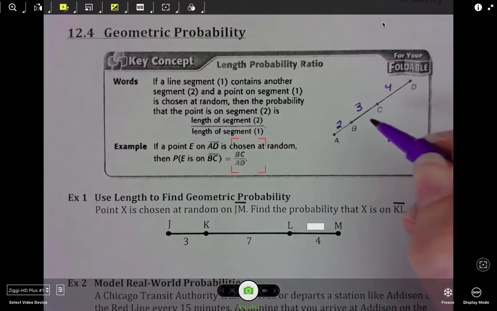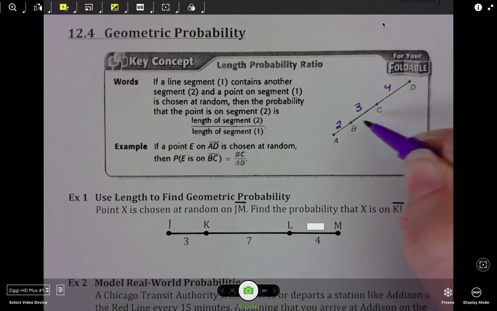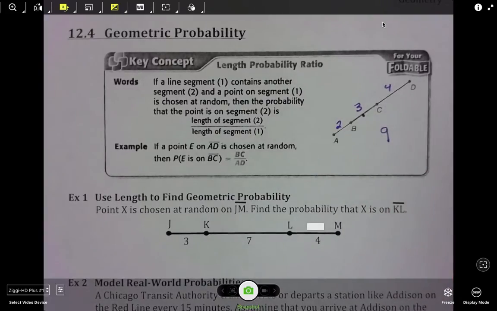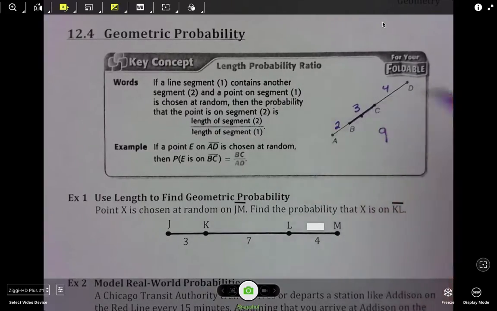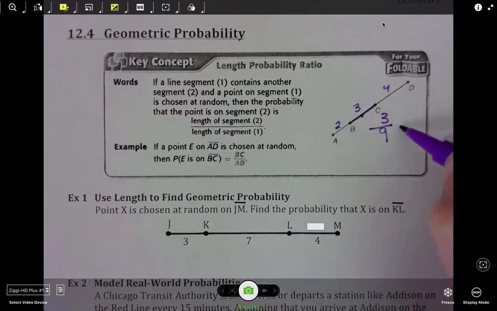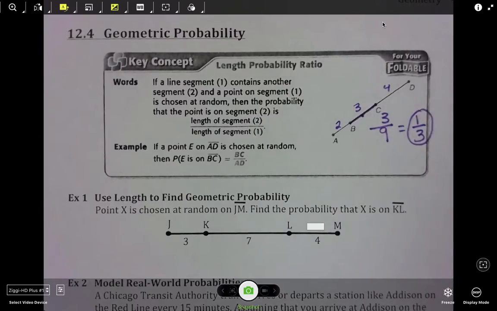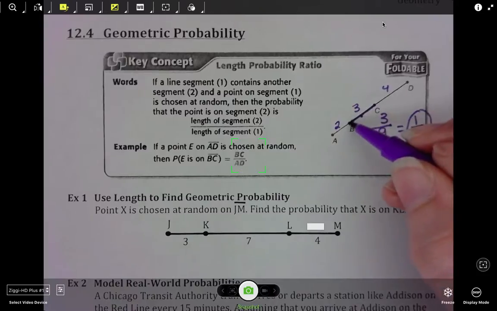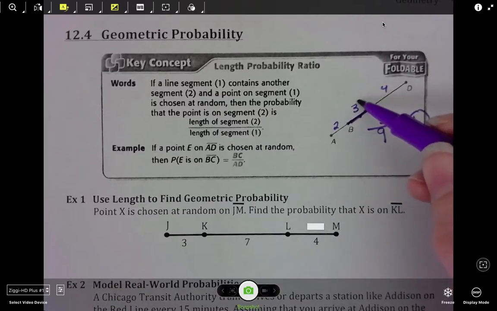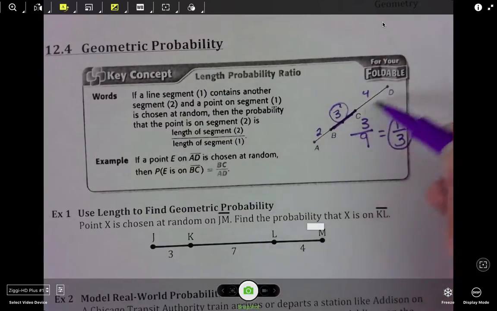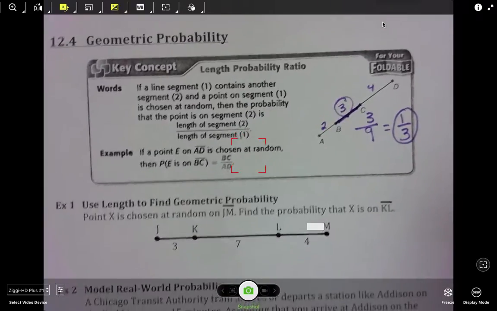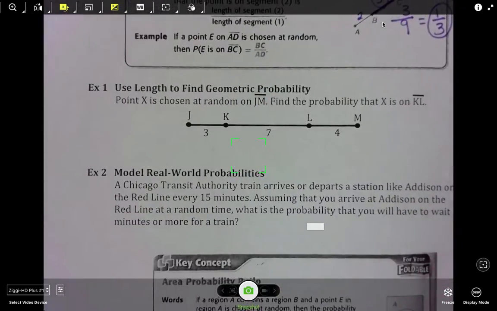And we would then say, what is the probability that if I put a dot somewhere on this line, it will land somewhere on BC, okay? BC has a length of 3 out of an entire length of 9, which gives me a 1/3 chance that if I throw a dot anywhere and it lands on AD, it will land within BC also. So it's just the length of BC over the entire length of the line, okay? That's exactly what we're doing on example 1.